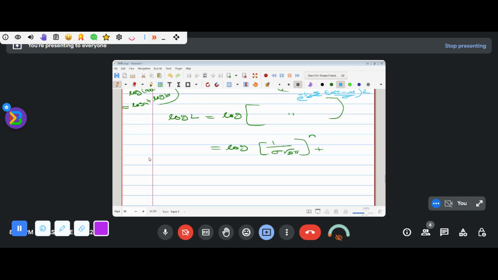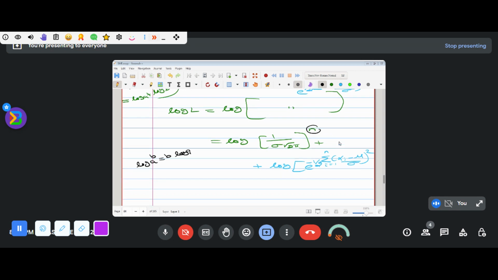Therefore this result, also taking logarithm, log of e power minus 1 by 2 summation (xi minus mu divided by sigma) the whole squared, i varies from 1 to n. This is a whole power n, a logarithm concept. You know another formula: log a power b equals b into log a. So apply here b into log a and simplify.